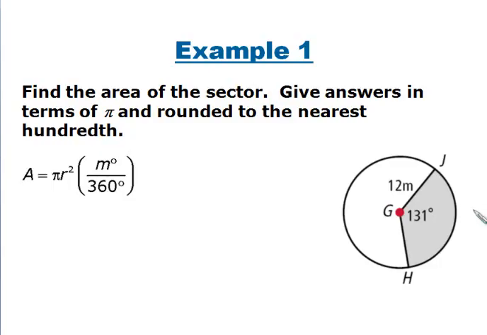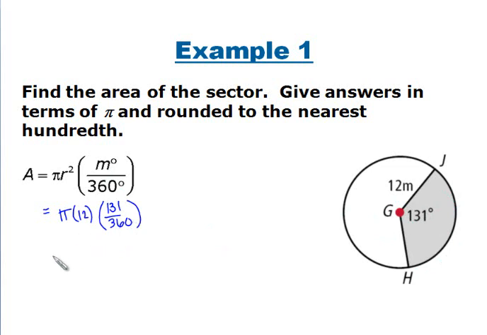Okay, let's go ahead and start an example. So let's find the area of the sector, give answers in terms of pi, and round it to the nearest hundredth. Okay, so we want to find this area right here. We have the equation already set up for us. So to find the sector area, we do pi times your radius, which is 12, times your central angle. Okay, the central angle is your arc angle, which is the same. So this angle right here is the same as this angle. So 131 divided by 360.